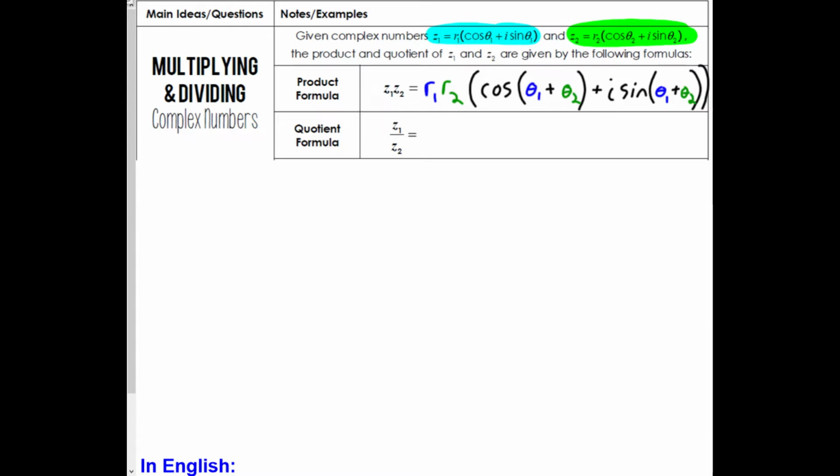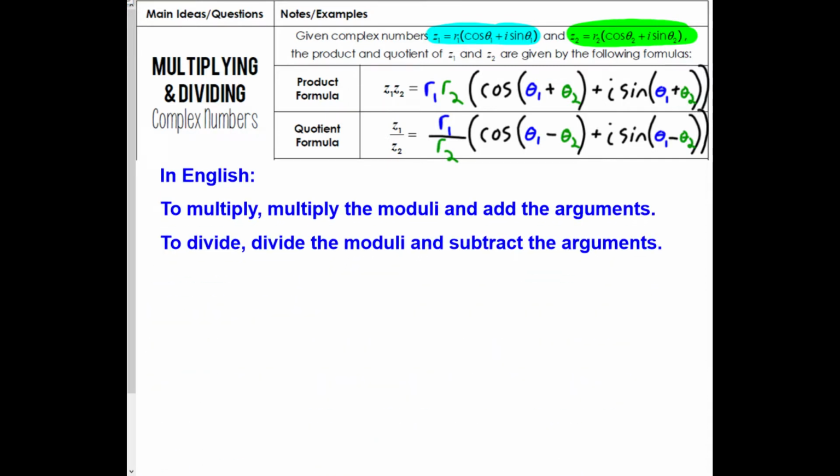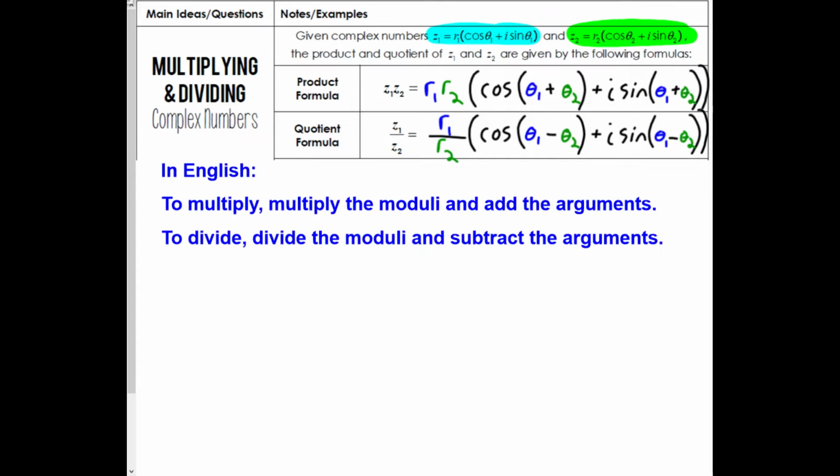So, as you might be able to guess, the quotient formula is very similar. But since we're dividing, instead of multiplying R1 times R2, we want to divide R1 divided by R2. And instead of adding these two angles together, we will subtract them. So if we want to boil this down into just a quick bit of English here, to multiply, we're going to multiply the moduli and add the arguments. To divide, we will divide the moduli and subtract the arguments. So let's look at a couple of examples.